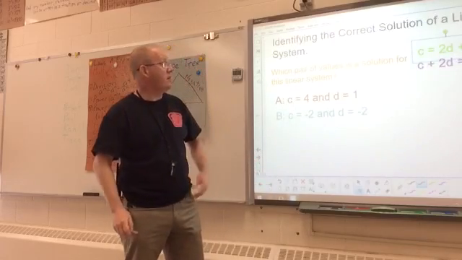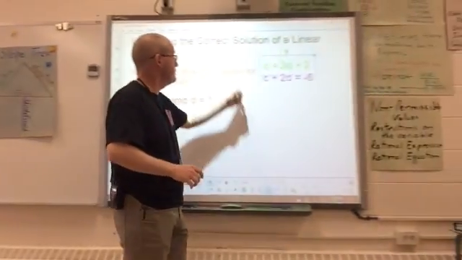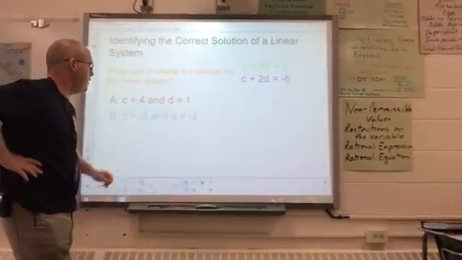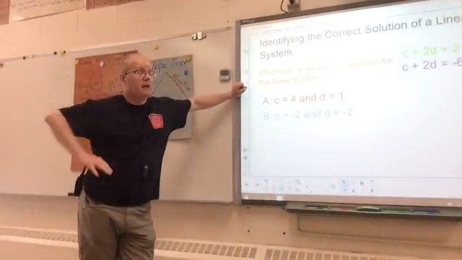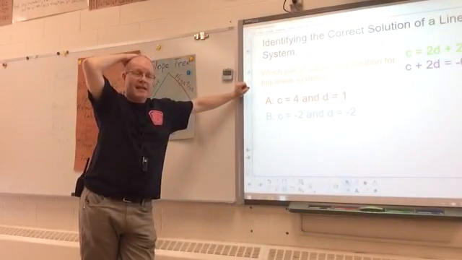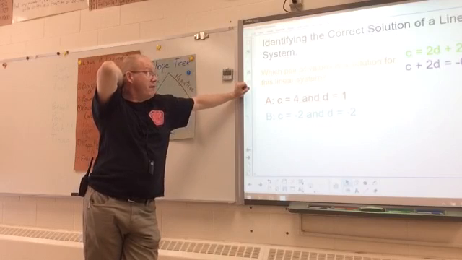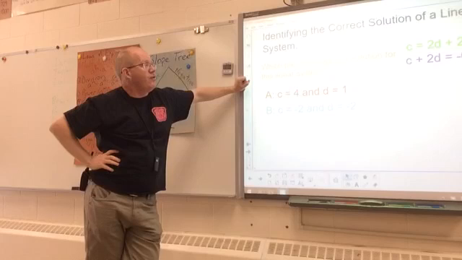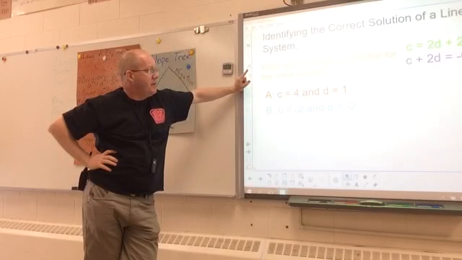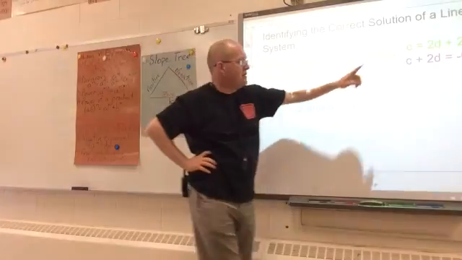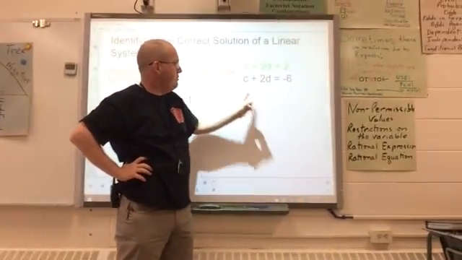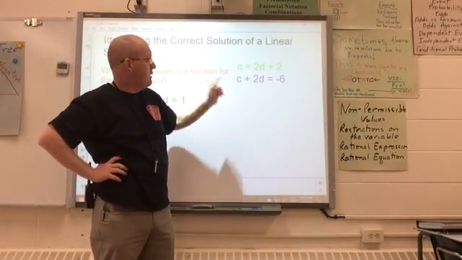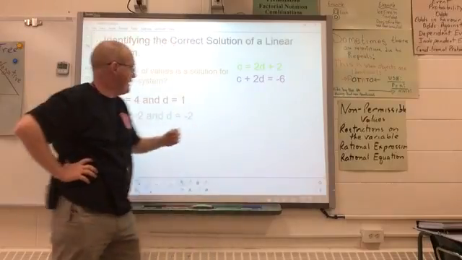All right, so here we go. Which answer is correct? Identifying the correct solution of a linear system. Which pair of values is the solution for this linear system? Here's two equations. C equals 2d plus 2. C plus 2d equals minus 6.